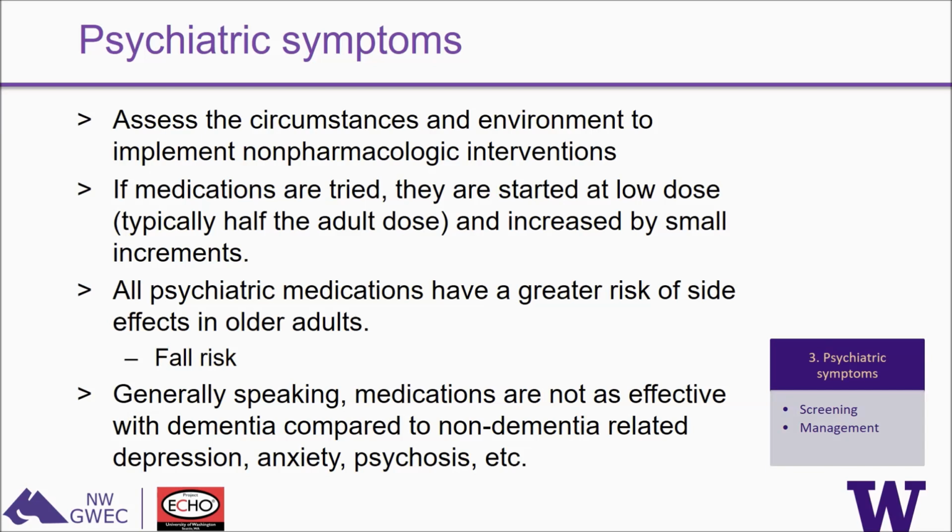Another complicating issue is that medications are generally not as effective with dementia-related symptoms compared to non-dementia-related symptoms. For example, studies of depression related to dementia do show that patients do not respond as well to SSRIs compared to younger people with just major depressive disorder. So it indicates that probably the pathophysiology behind, say, depression, even though it looks the same on the outside, is different and therefore may not respond to a medication approach quite as well.